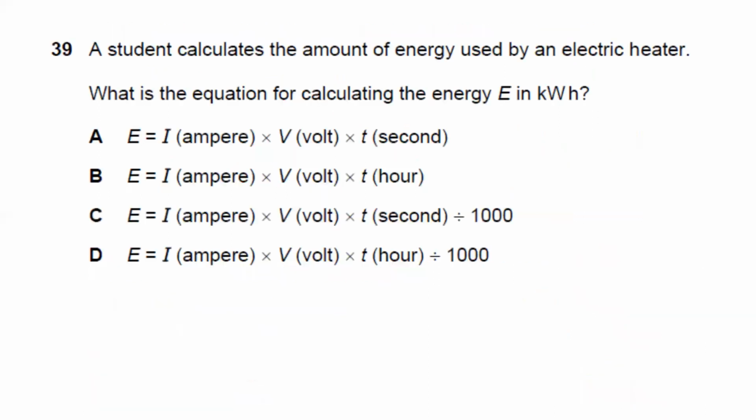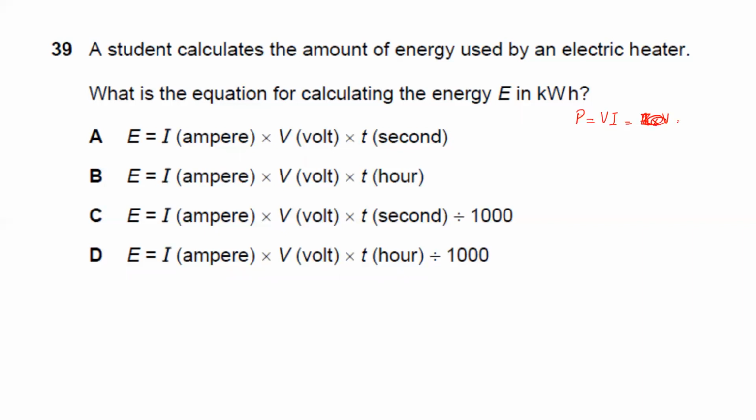So next question, question number 39. It says a student calculates the amount of energy used by an electric heater. What is the equation for calculating the energy E in kilowatt hours? So remember kilowatt hours. Just before that, let's try to see these values. So amperes, voltage. Remember, power equals VI, amperes into volts.